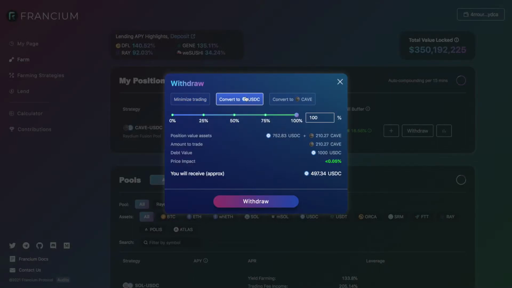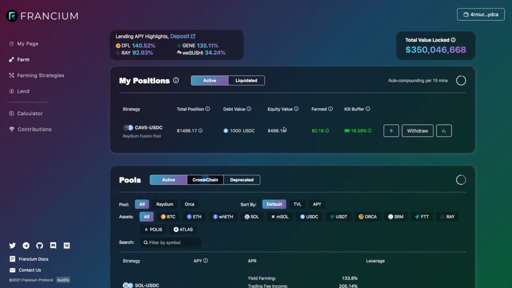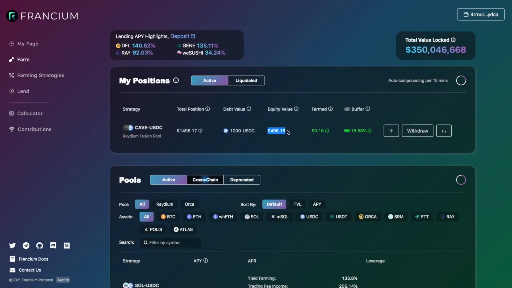But if you wanted to withdraw in USDC, you can see that you might pay some fees from those transfers between tokens. So it's not minimizing trading. And therefore, I would only get $497.34 in USDC rather than my equity value, which is $498. So I'm paying some fees for those extra trades that might take place. But here you can see that if I were to withdraw right now, I could get back $497. Therefore, I suffered from some impermanent loss, even after earning some fees.